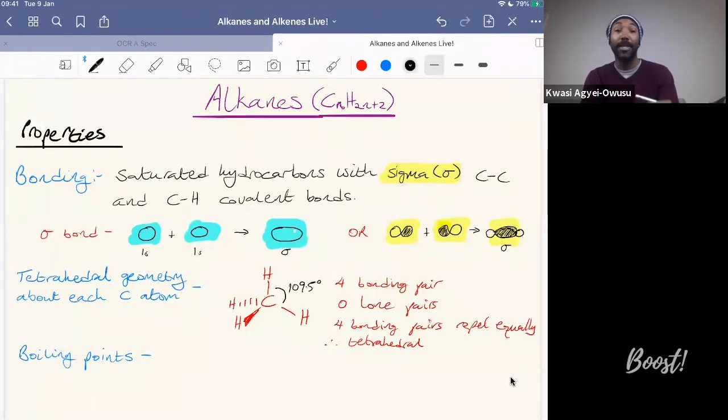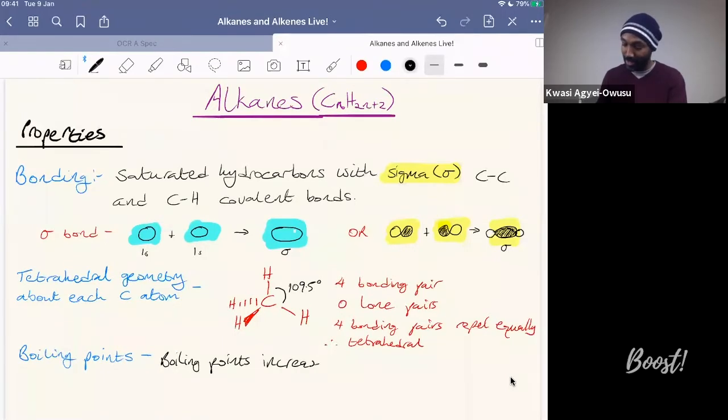Okay, so the other property that we need to know about is the boiling point. The first trend we will spot with the alkanes is that the boiling points increase with the relative molecular mass of the alkane. So again, we can make a note of that, and if we write that down, boiling point increase with the MR. Okay, so why should the boiling points increase with the MR?